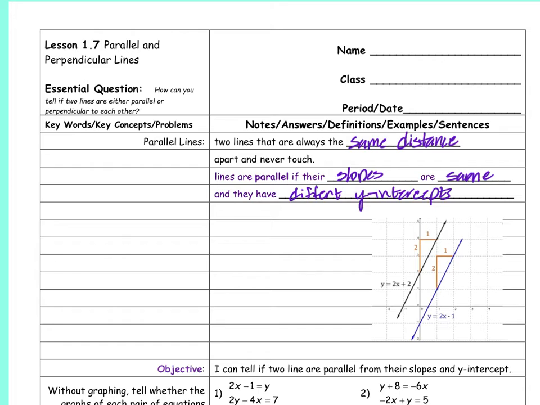And if the slopes are different, they're totally not parallel at all.